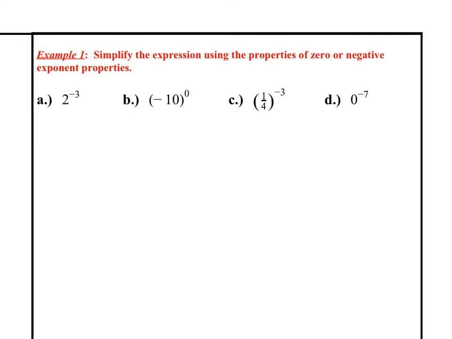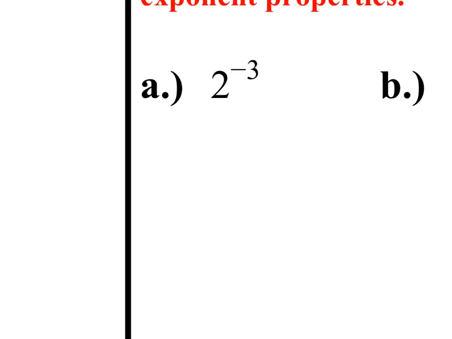Okay, 2 to the negative third is not in a fraction right now. How can I make it into a fraction? Put a 1 underneath. Put it over 1. Now we have a fraction.